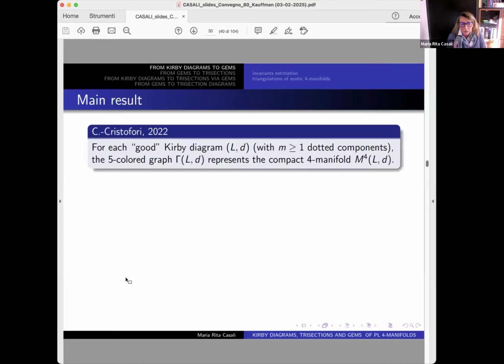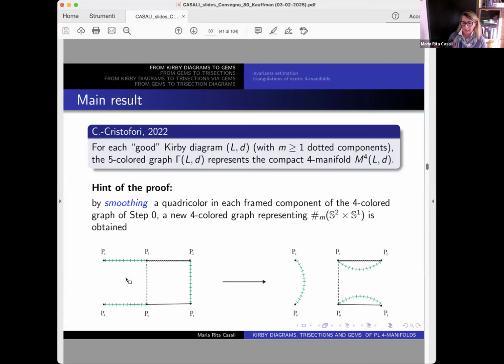We have proved that the resulting graph is always a gem of the compact manifold represented by the starting good Kirby diagram. The essential point of the proof is that this 5-color graph can be constructed from the 4-colored one by sequences of combinatorial moves with a precise topological meaning. I'll only give a little hint.